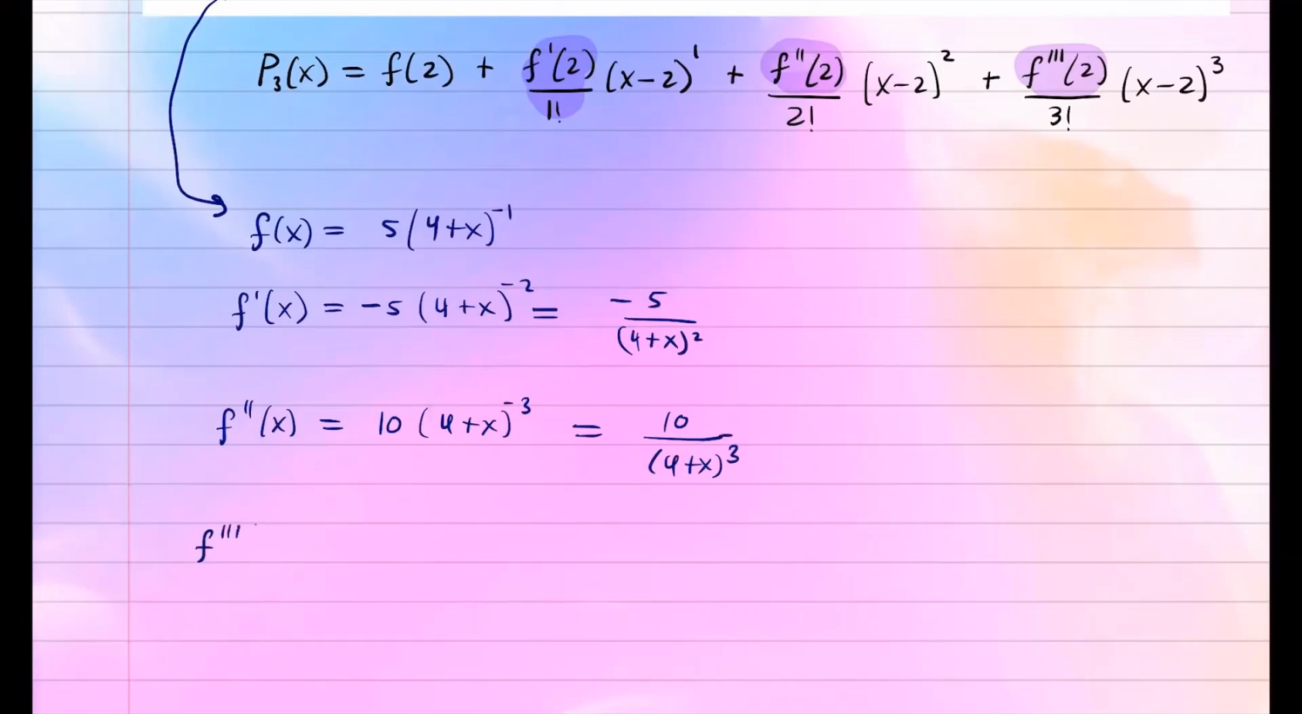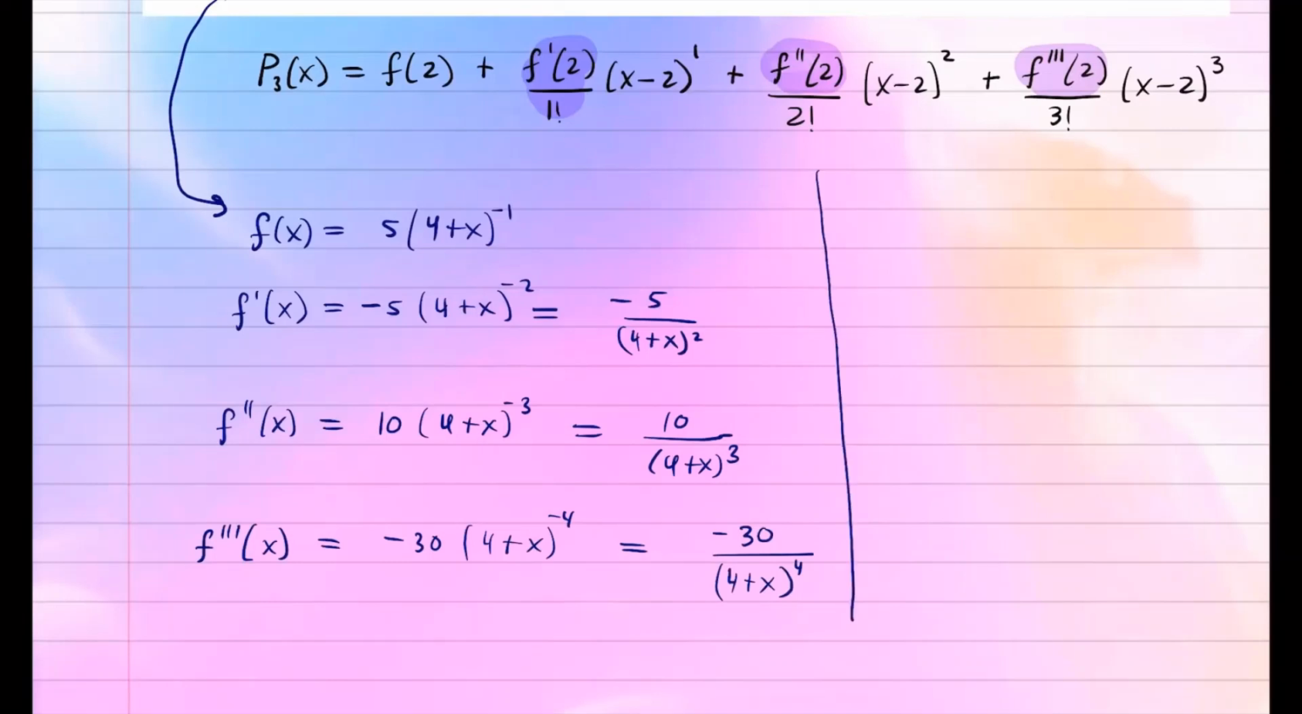So the third derivative of f of x, again, bring down the power. That'll be negative 30 times 4 plus x to the negative fourth power times 1. Again, I'm ignoring that. So this is negative 30 over 4 plus x to the fourth power. All right, so that's the maximum derivative I need. We can stop here. Now let's evaluate them at 2, because our center is 2.